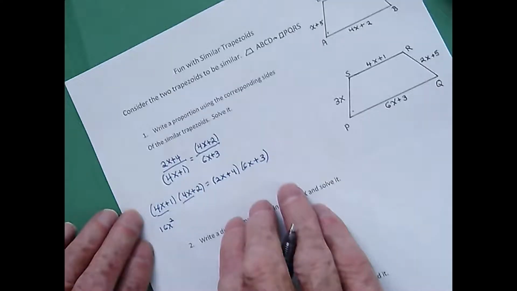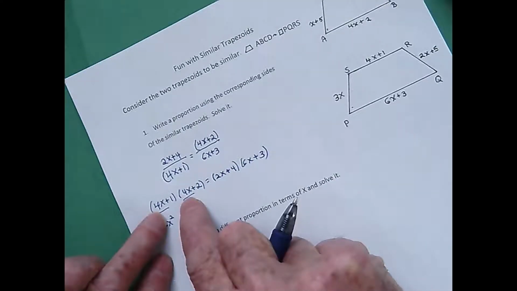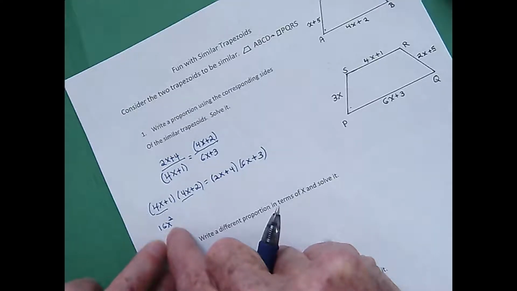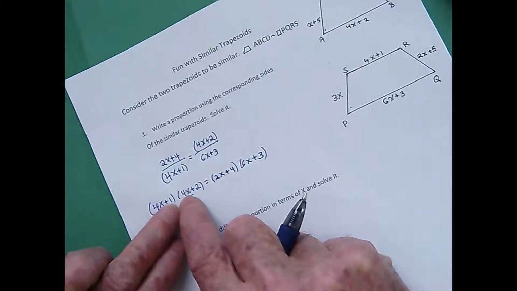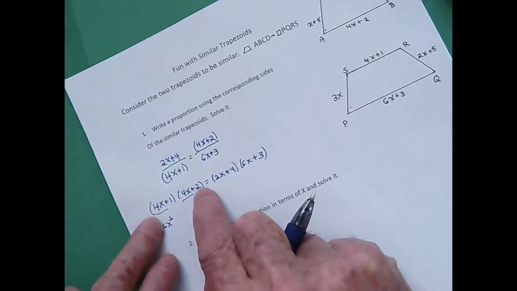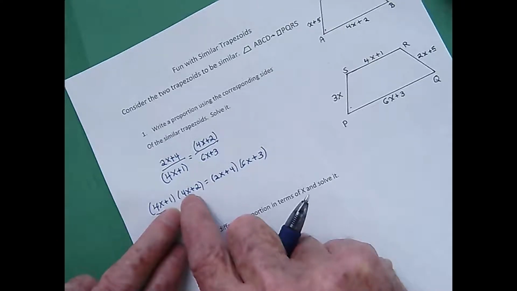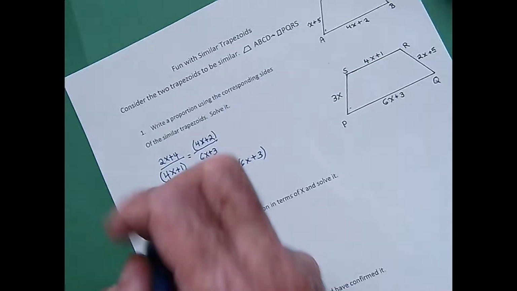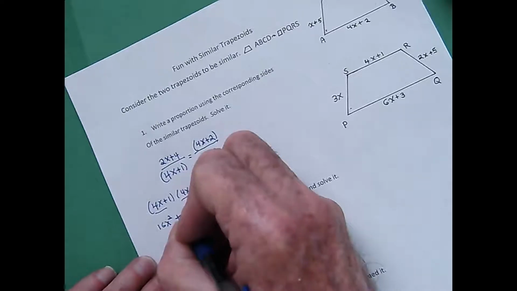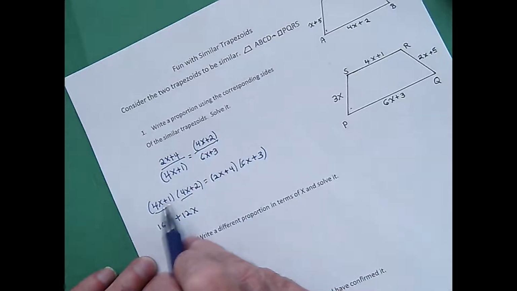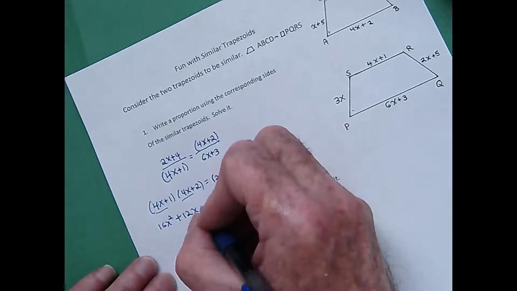Now I got to get back to business here. First term times first term gave me 16x squared. I'm going to do the outsides and the insides together. Outside terms give me 8x, and the inside terms give me 4x. 8x and 4x give me 12x. And the last term here times the last term there is a positive 2.